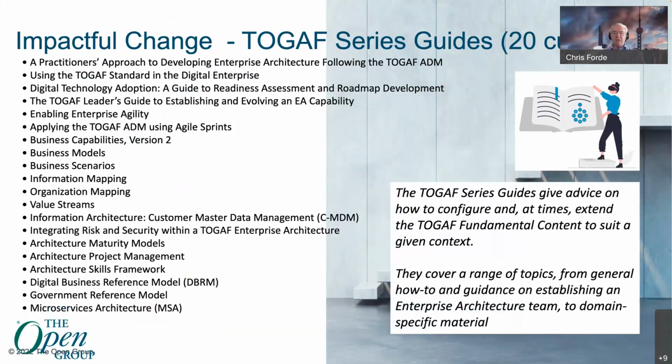Impactful change related to the series guides, as I mentioned, we've got 20 currently. The series guides give advice on how to configure and at times extend the TOGAF fundamental content, and give guidance on suitability to a specific context. A range of topics are covered, okay? Offering how-to and domain-specific guidance. So this is the laundry list, and we'll just get into a grouping view of things here shortly.